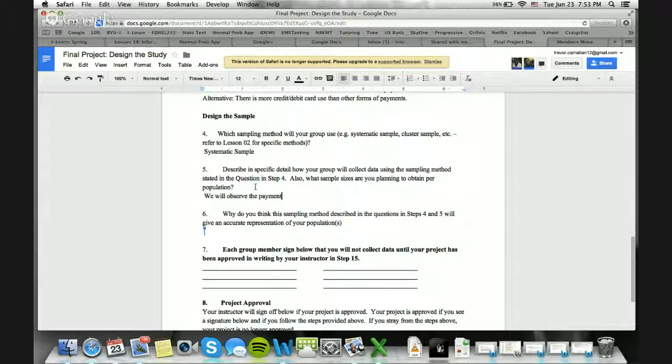Systematic. Should you say every other person or every third person? Let's do every third. Okay. And then how big do we want to make our sample size? Because we need at least 30. I don't think it'll be very hard to get a lot of people there. Yeah, that's what I was saying. Do we want to go for more than 30?